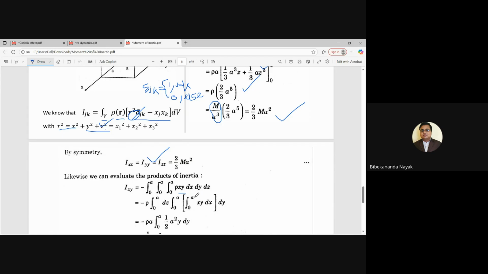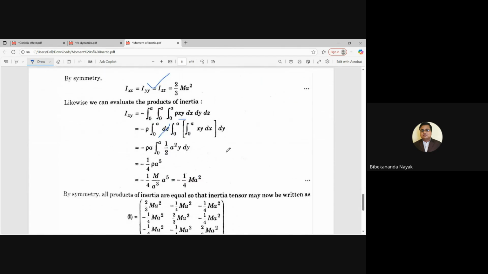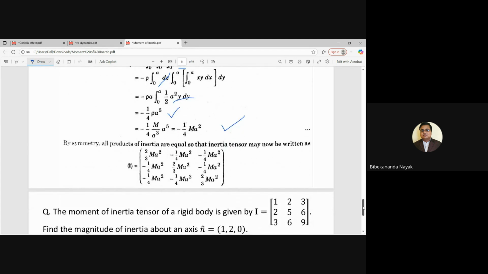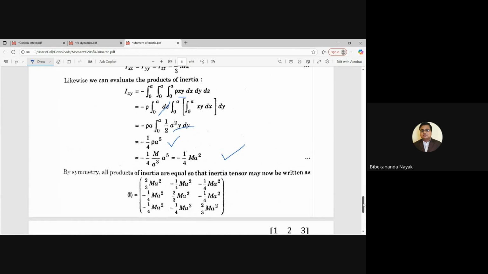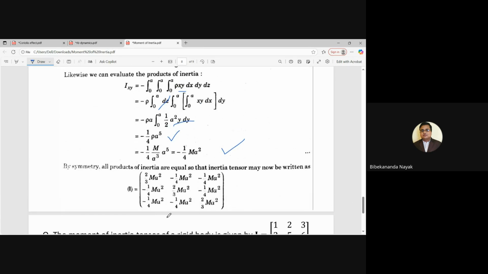Similarly, there is no z, so integrate z separately. The x integration gives x square y, putting a square y, again integrating y gives y square, putting the value of a, again here a, so a to the power 5. So minus 1 by 4 a5, converting to mass per unit volume, we find minus 1 by 4 m a square. Since the yz component is the same as xy, and zx, xz are the same, putting the off-diagonal elements as minus 1 by 4 m a square and diagonal 2 by 3 m a square, we get the inertia matrix.